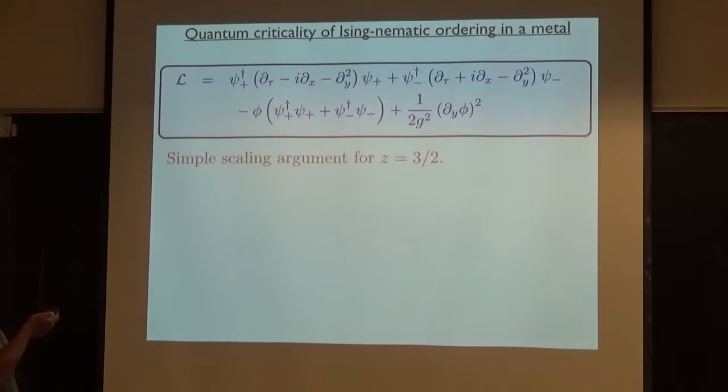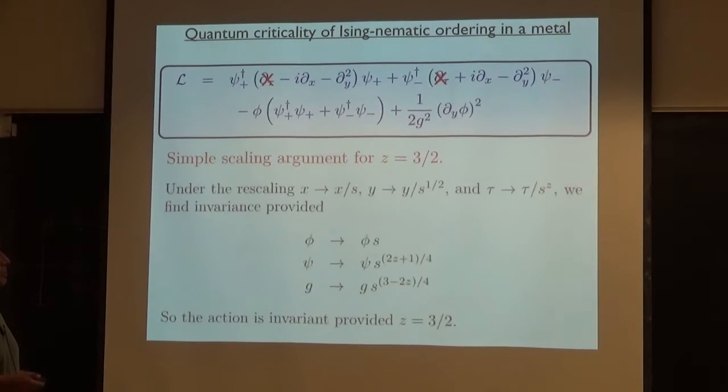And certainly it would mean that this line, let's assume we can ignore the linear time derivative. Suppose we can ignore this one. It becomes irrelevant. Now that we take this theory, just do a rescaling. So here's what I do. I rescale x by x over s, y by s to the 1/2, that's what I had before. And then tau by tau s to the z.